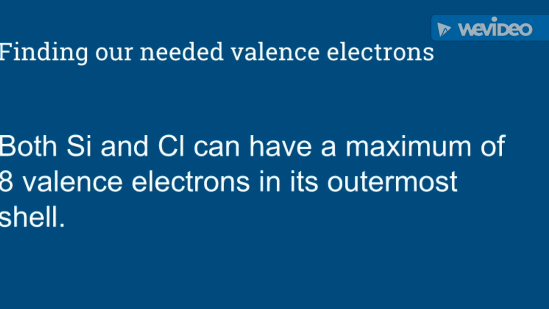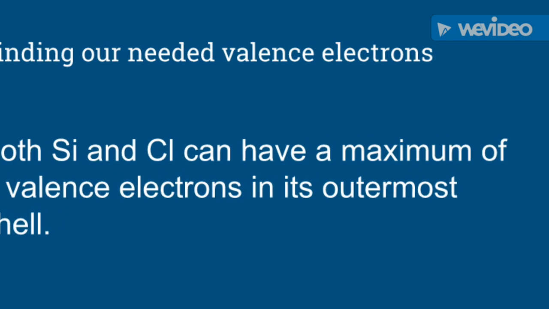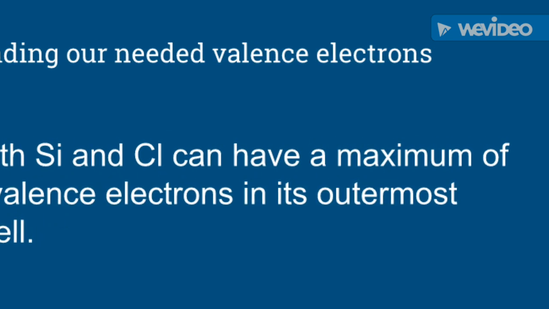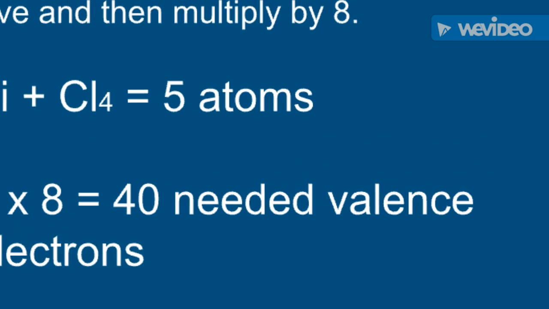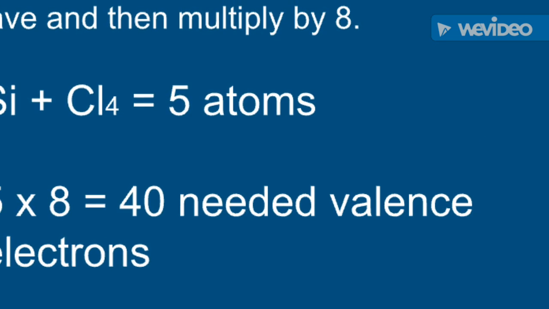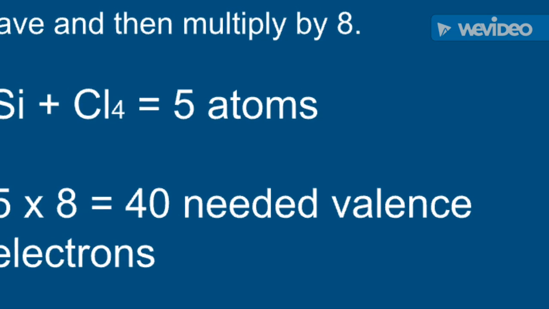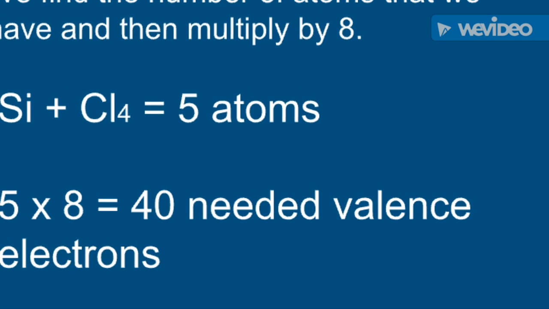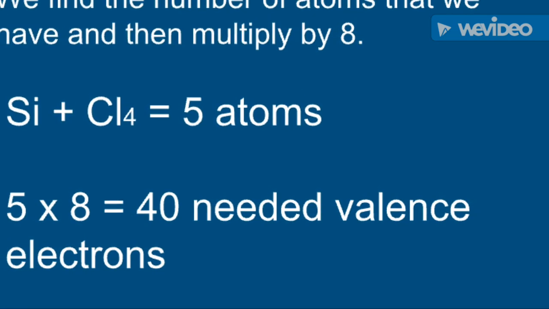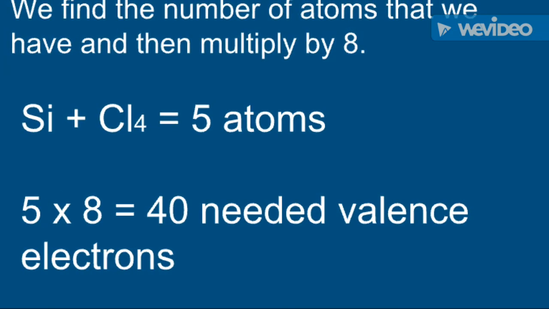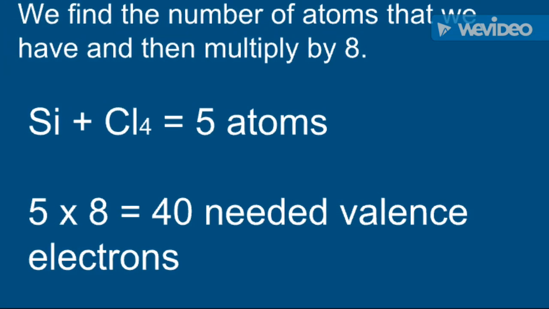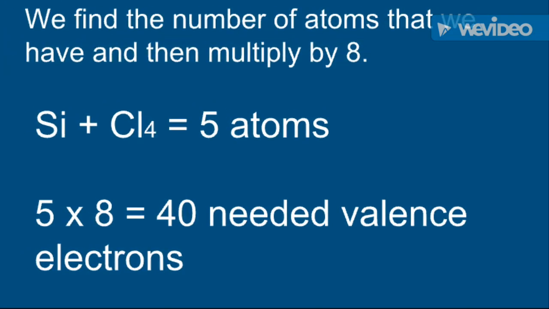Finding our needed valence electrons: both silicon and chlorine can hold a maximum of 8 valence electrons in their outermost shell. We find the number of atoms that we have and then we multiply by 8. We have 1 silicon atom and 4 chlorine atoms, so in total we have 5 atoms. We're going to multiply that by 8, and we find that we can hold a maximum of 40 valence electrons within our compound.